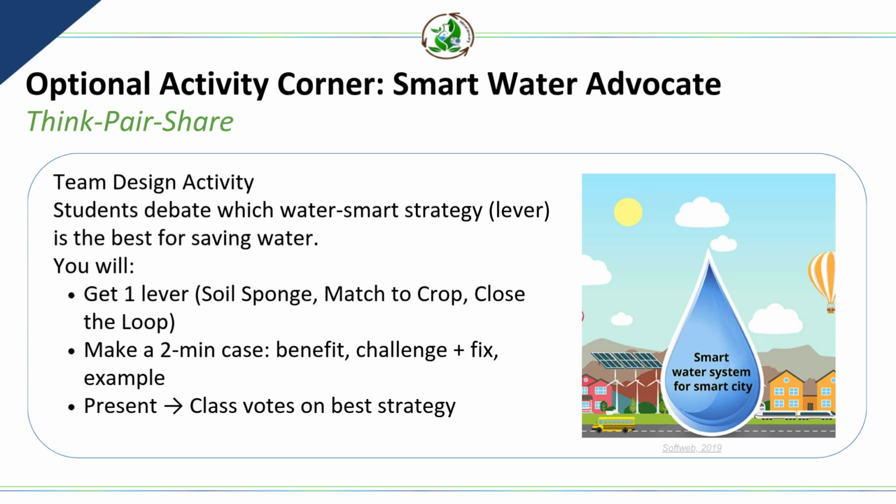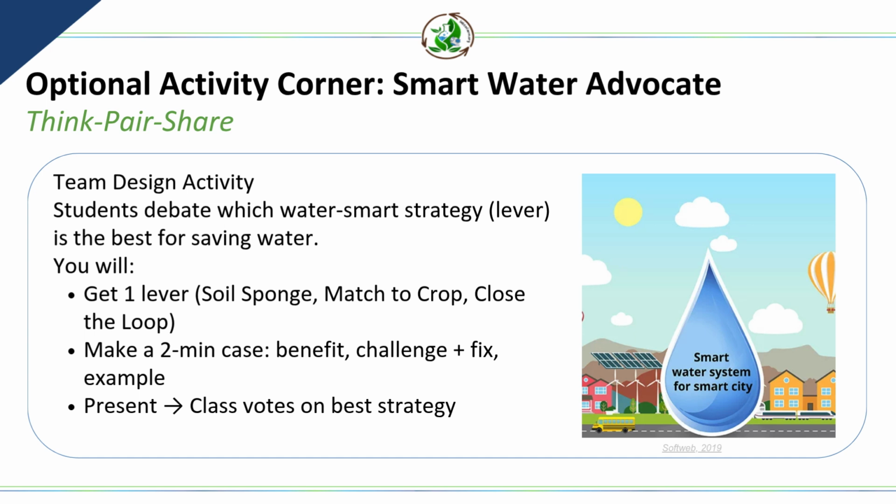Now we have an optional activity called Smart Water Advocate. This is a think, pair, share, and team design activity where students will debate which water smart strategy, or lever, is the best for saving water. Here's how it works. Each team will get one lever, either soil sponge, match to crop, or close the loop.